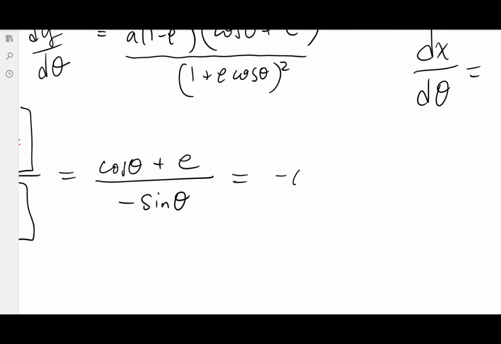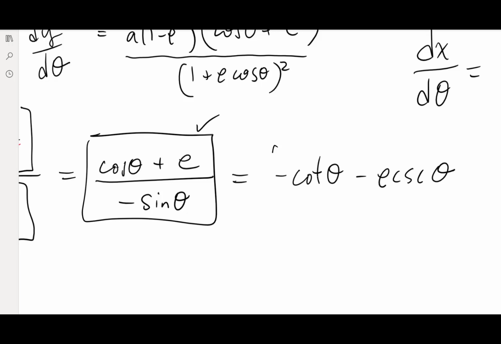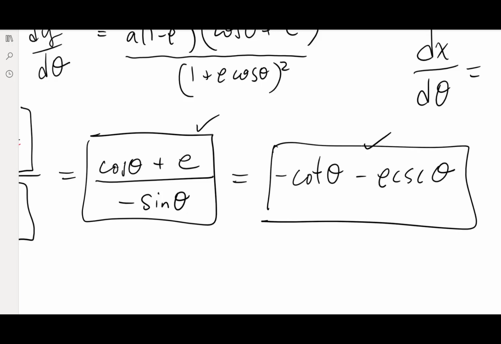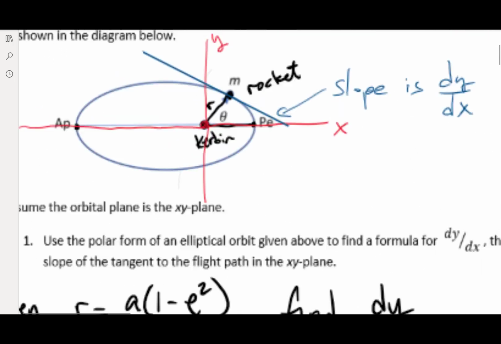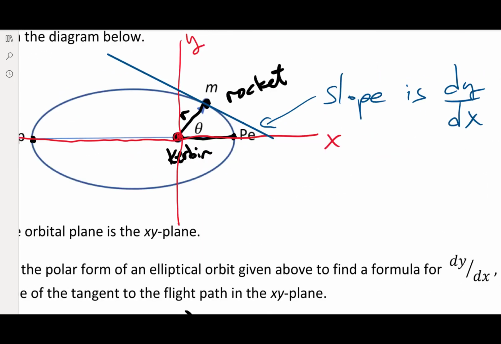We could write it as negative cotangent theta minus e cosecant theta. So both of these are useful ways of looking at it, and that answers that first question. The dy dx actually is given here in terms of theta, so we'll actually need to look at what the true anomaly, or that angle theta in standard position, is. We'll need to know that angle theta there. And as that angle theta changes, we'll be able to find the slope dy dx.